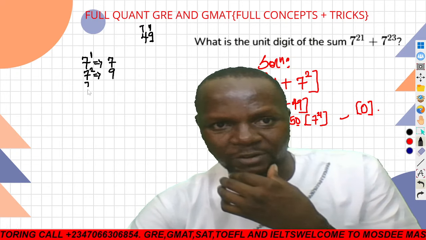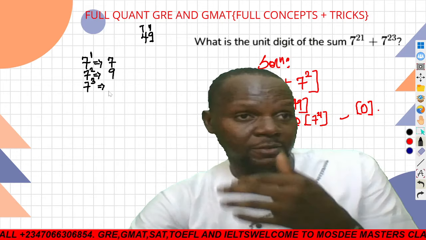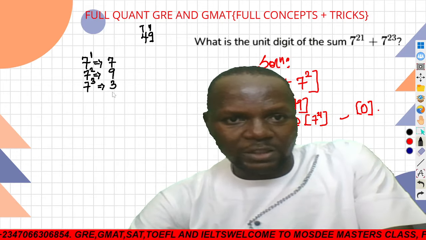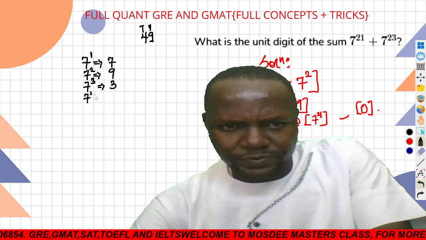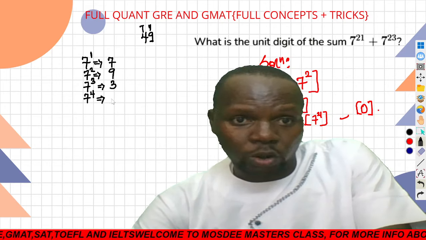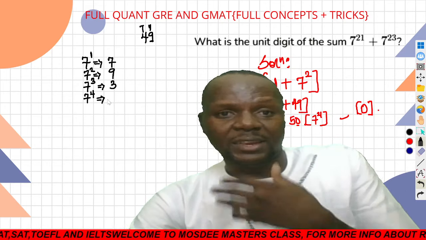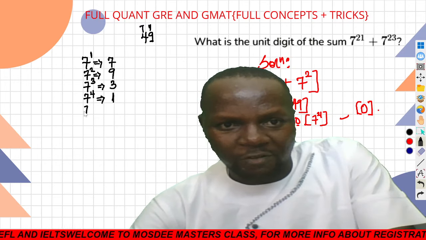So the next one is 7 raised to 3. That's 49 times 7. That should be 3. The unit digit should be 3. You can test it. 7 raised to 4. The unit digit should be maybe 1. I'm not sure. 7 times 7, that's 343, times 7. Should be 1. Yes. So if you move on, 7 raised to 5.